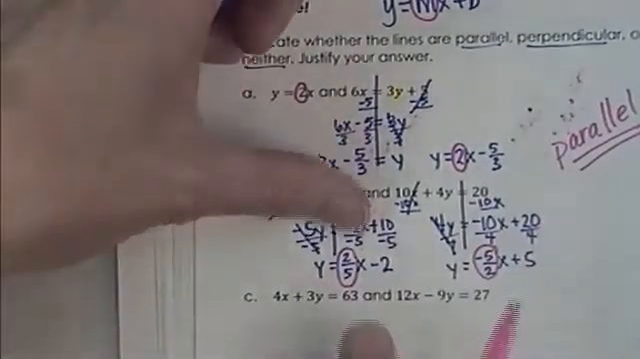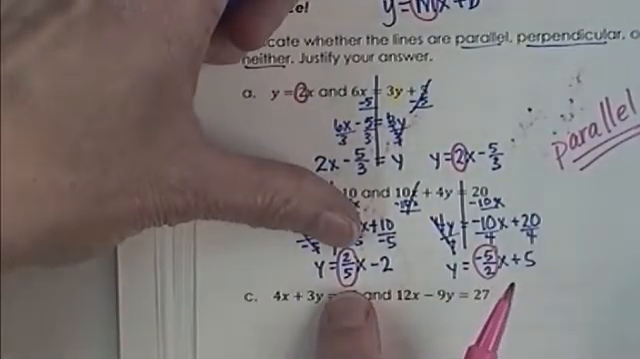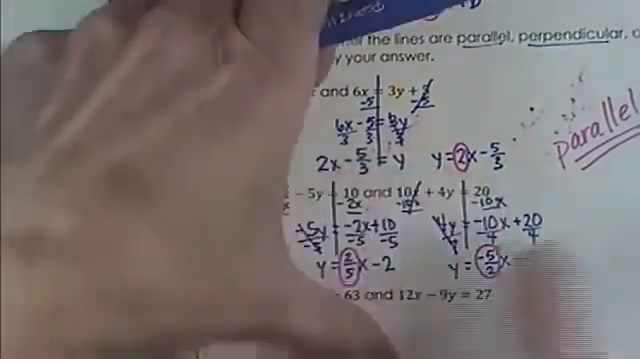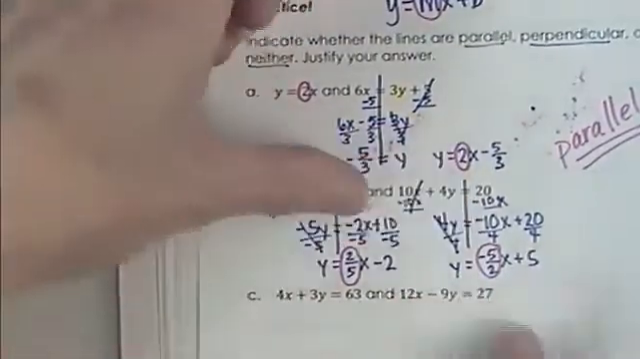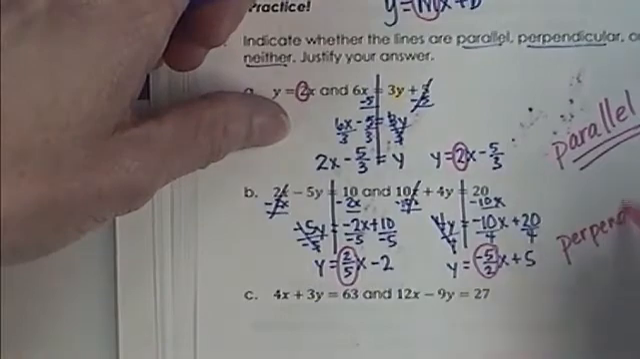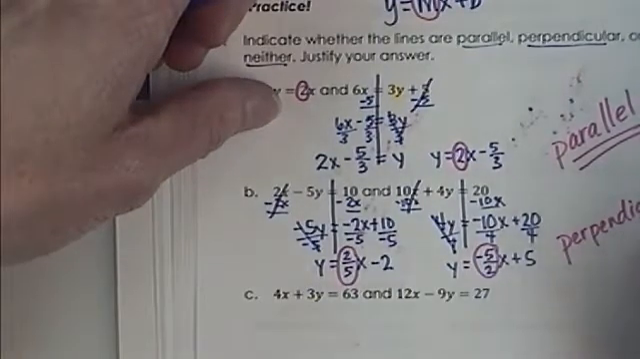All right, so if you notice, I've got one positive, one negative, so they are opposites, and this is 2/5 and this is the flip, 5/2. So if it's opposite and reciprocal, these are perpendicular. That is a long word. All right, keep going.